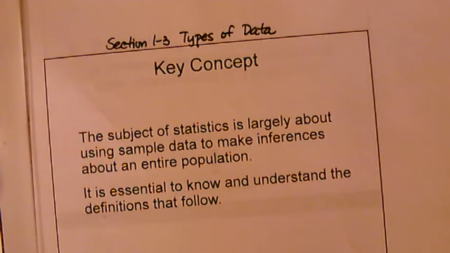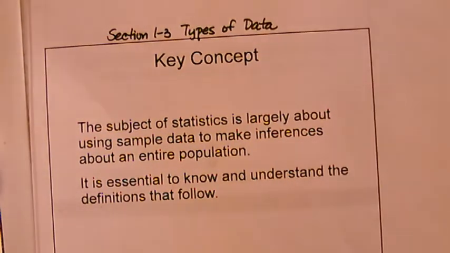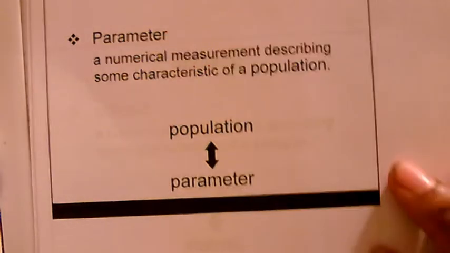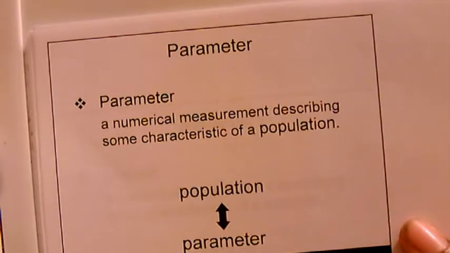Okay, in this section we'll look at the types of data that we'll be dealing with in this particular course. The subject of statistics is largely about using sample data to make inferences about an entire population. It is essential to know and understand the definitions that follow. So here we have some definitions that we're going to have to be dealing with in this particular course.